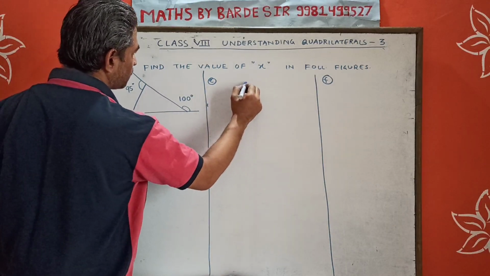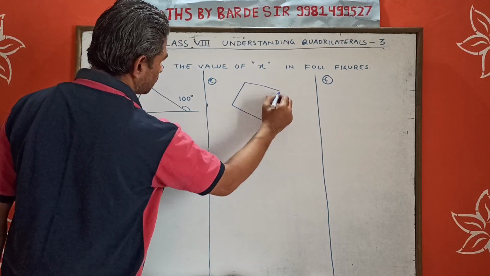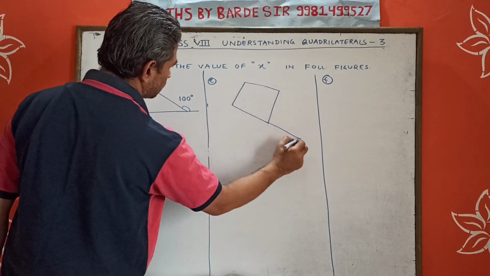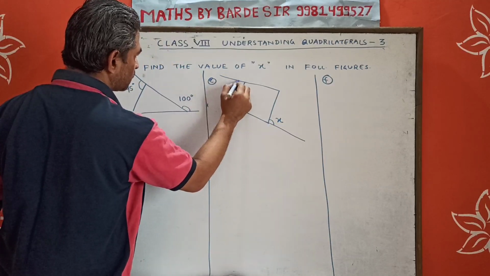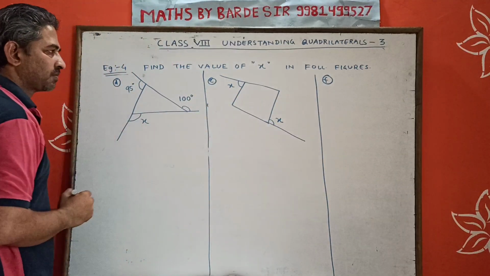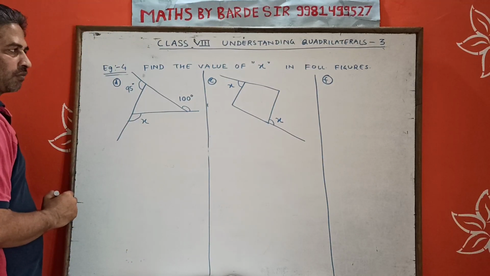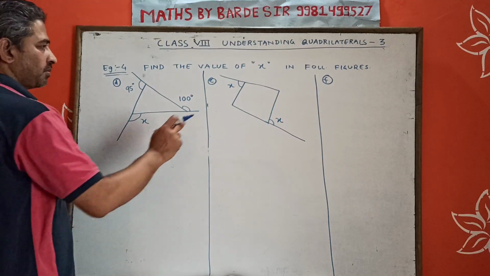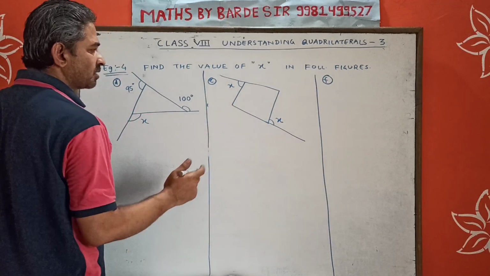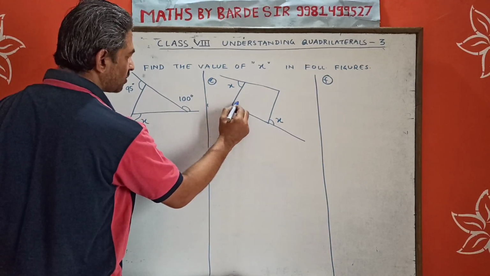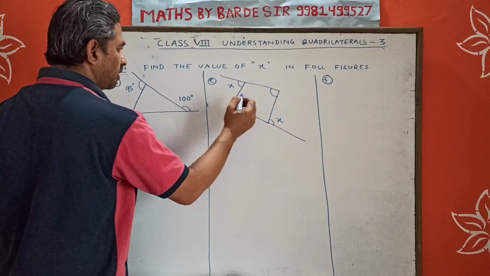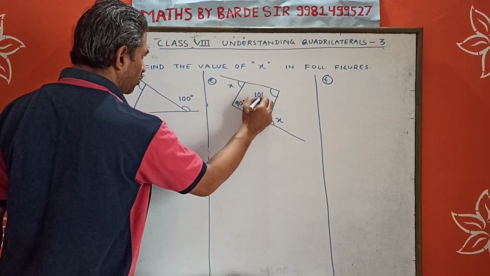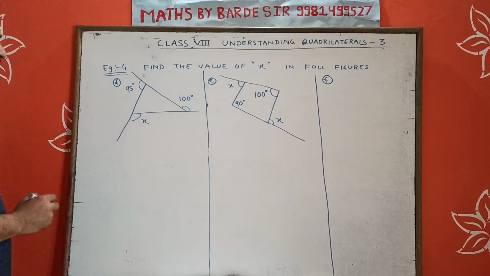Another one, this is x and this is also x. The measures of these two angles are given as one is 90 degree and the other one is 100 degree. You have to find out the value of x.